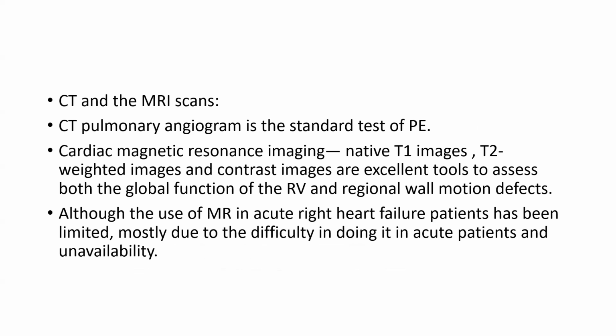CT and MRI scan. CT pulmonary angiogram is the standard test for PE. Cardiac magnetic resonance imaging, native T1 images, T2 weighted images, and contrast images are excellent tools to assess both global function of RV and regional wall motion defects. Although the use of MR in acute right heart failure patients has been limited, mostly due to difficulty in doing it in acute patients and unavailability.